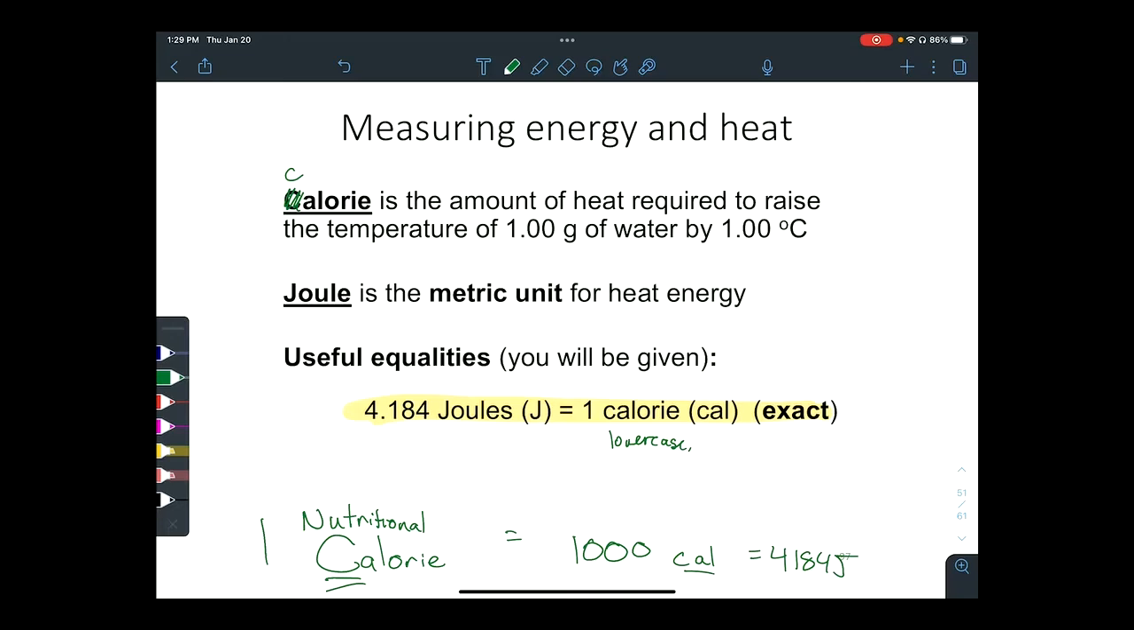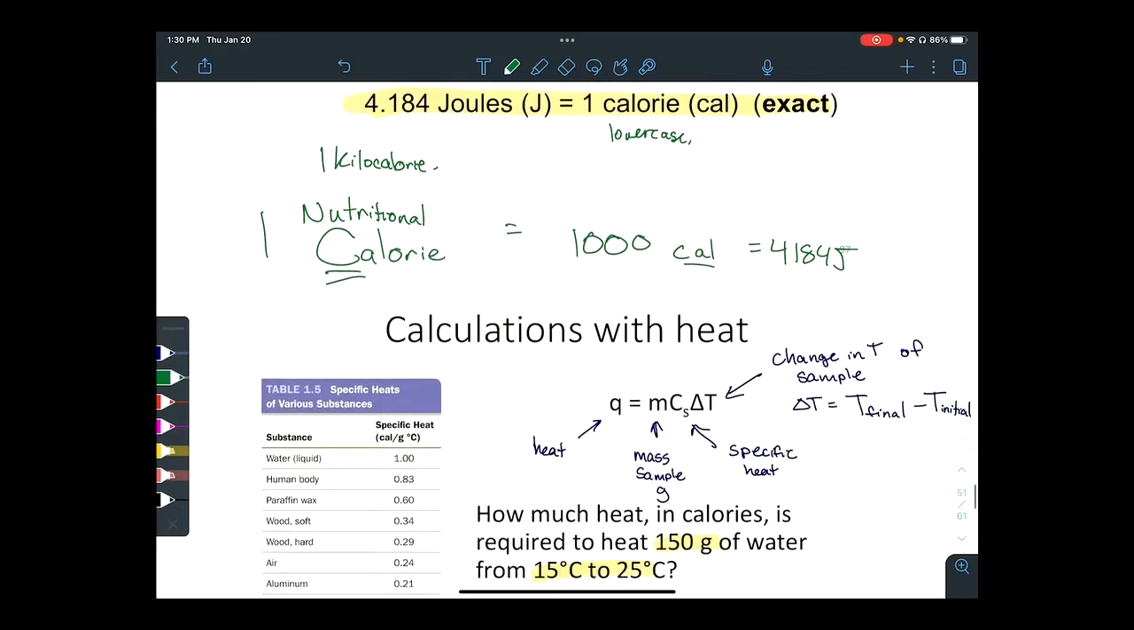Actually, if you go to Europe and look at their boxes, they're smarter with units than we are. They don't put calorie with a capital C, they actually put kilocalorie. Because a nutritional calorie is a kilocalorie, since 1,000 calories are in a nutritional calorie. So if you go to Europe and look at those boxes, they will say kilocalorie. So they're smarter than us when it comes to units.